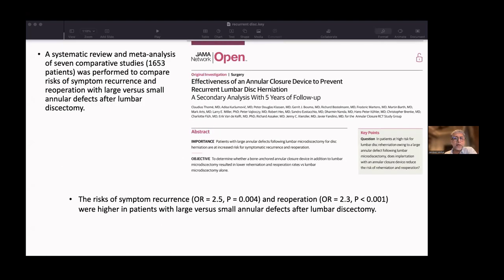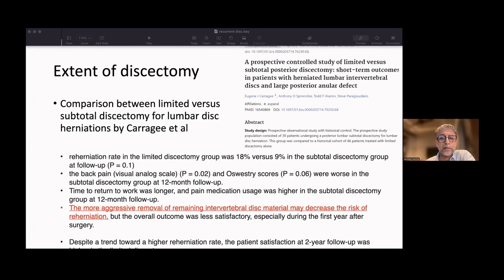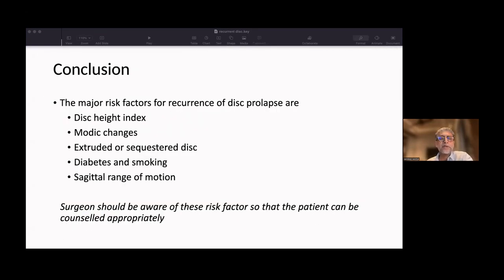I think these are the topics for the next talk. So these are surgical, so I'll just skip these. So to conclude, the major risk factors for recurrence of the disc prolapse are disc height index, Modic changes, extruded or sequestered disc, diabetes and smoking, and sagittal range of motion. And surgeons should be aware of these risk factors so that the patient can be counseled appropriately. Thank you.